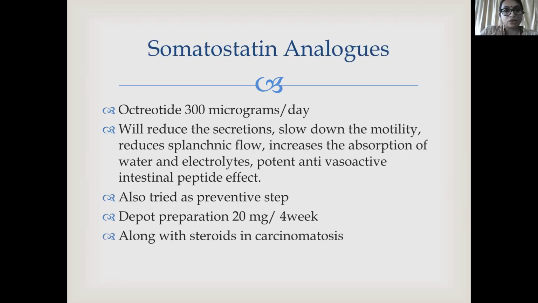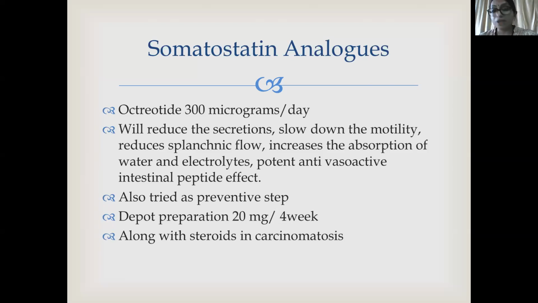Okay. Right. So then I was telling you about octreotide. I start off with 100 microgram 8 hourly, or sometimes 100 microgram 12 hourly, and check if the vomiting is coming down. Sometimes patients have a nasogastric tube inserted and a lot of secretions being collected in the bag, and they are started on octreotide, which is increased to thrice daily according to the secretions. It also helps to reduce the secretion, slow down the motility, reduce the splanchnic flow, and increase the absorption of water and electrolytes, and has a potent anti-vasoactive intestinal peptide effect. So it can also be used as a preventive step apparently.